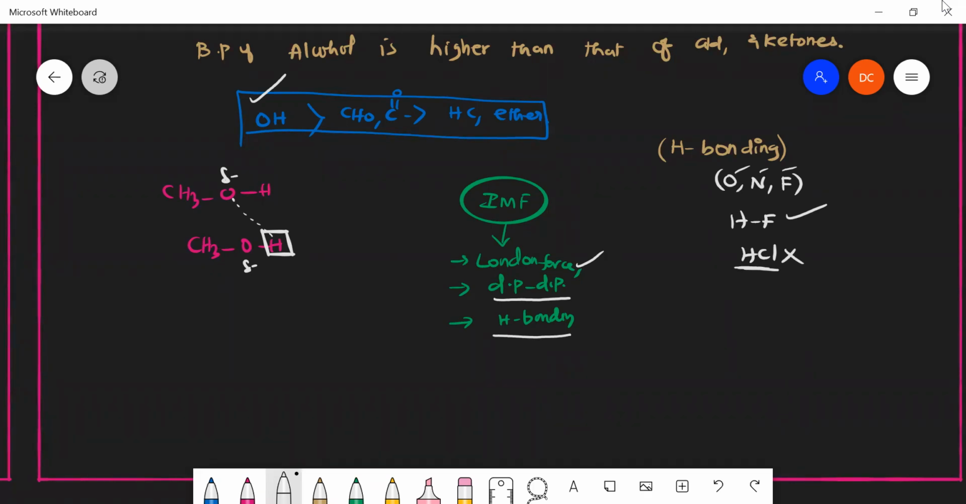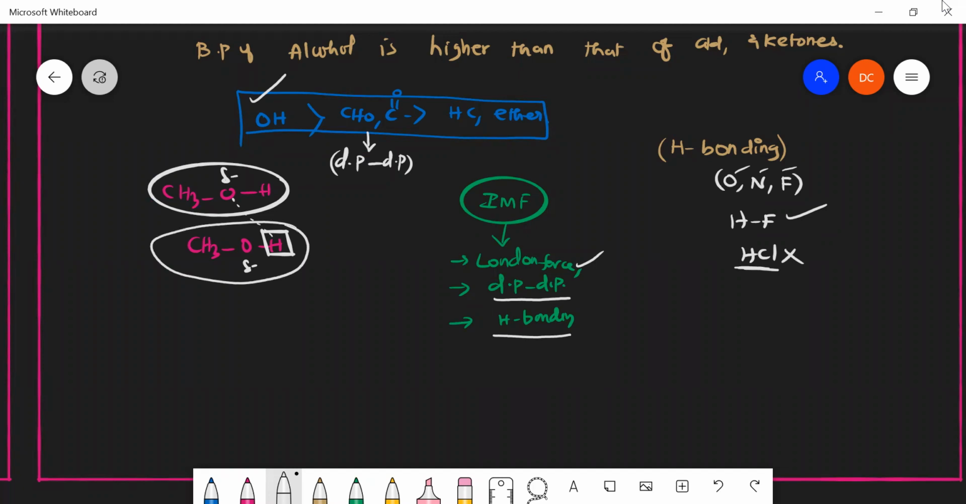But the same hydrogen bonding will not exist in aldehydes and ketones. Aldehydes and ketones have only dipole interaction. There is no hydrogen bonding between them. If one molecule of alcohol and another molecule of alcohol are taken, between the two molecules there is a force existing. Inter means between. So between the two molecules, some force is existing. That is called the IMF.